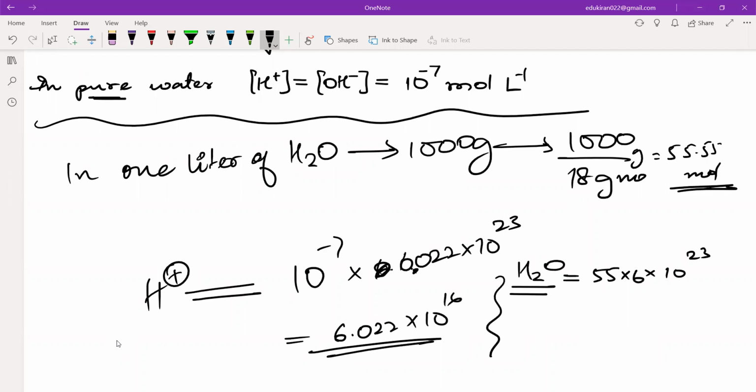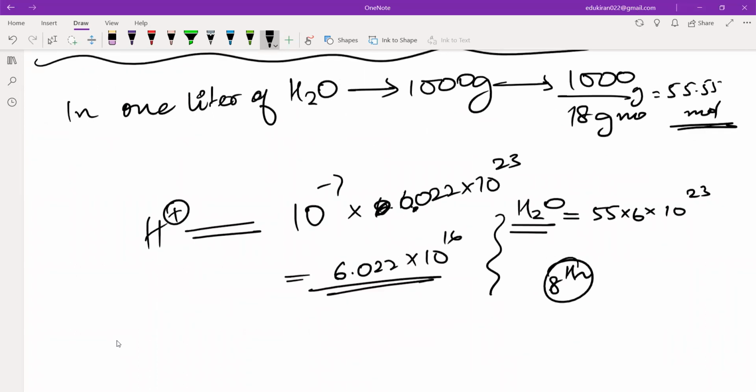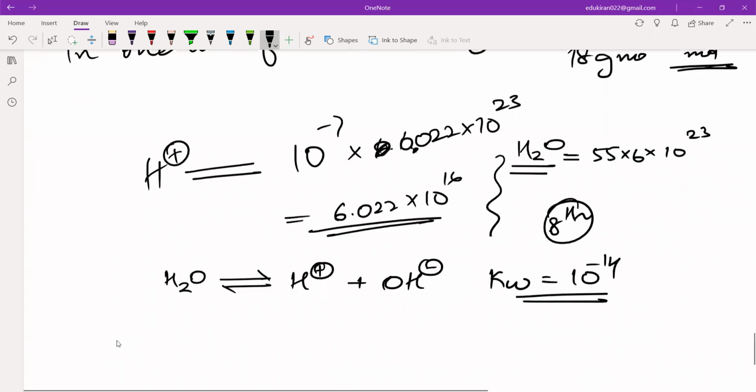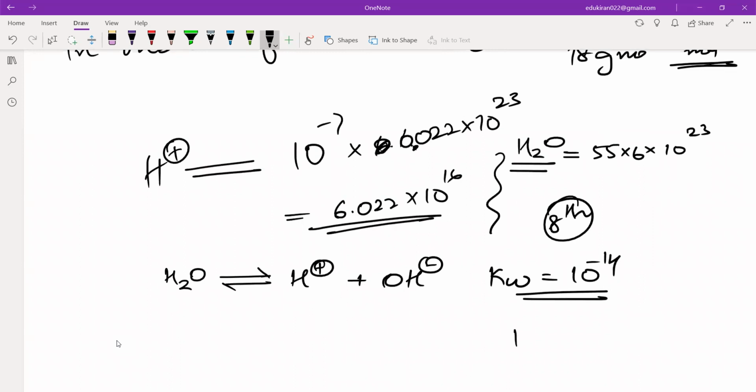So can you see the difference? The difference is almost of 8th power. Okay. So we can confidently say that if I look at this equilibrium, H2O getting dissociated to H plus and OH negative, whose Kw is equal to 10 to the power minus 14, it is very much less than 10 to the power minus 3.